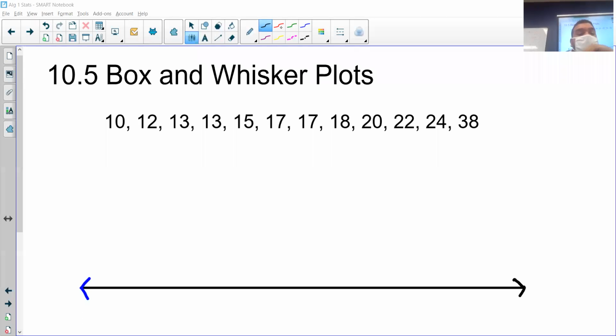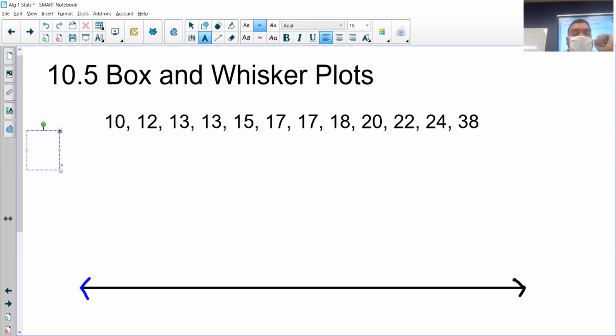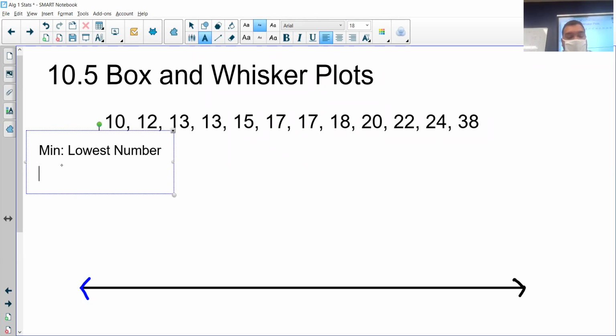So what we're going to do for this Box and Whisker plot, we're going to identify 5 things. The minimum. Let's put min. What do you think the minimum is going to represent? What number? Good, the lowest number. In this case, it's 10. Now, leave a gap, like put a space.